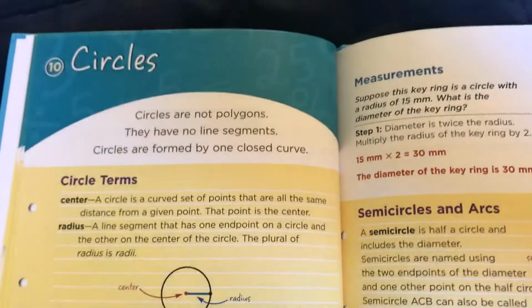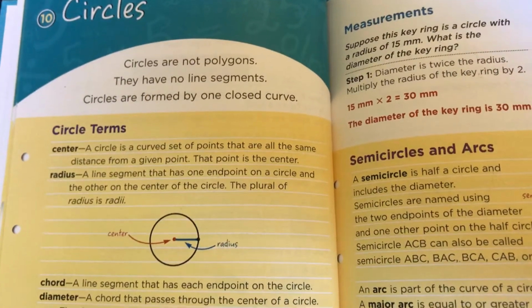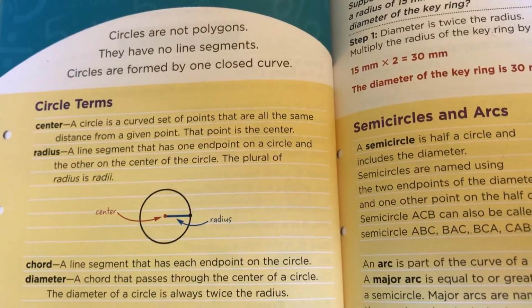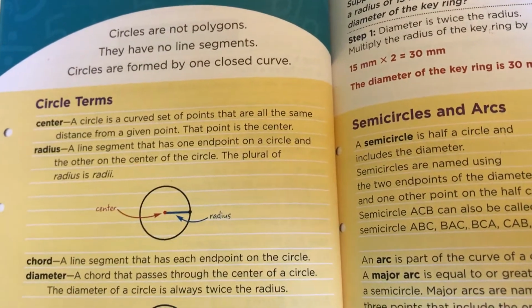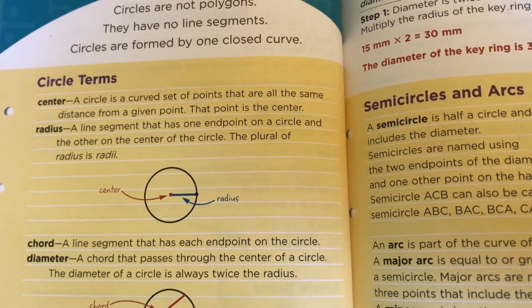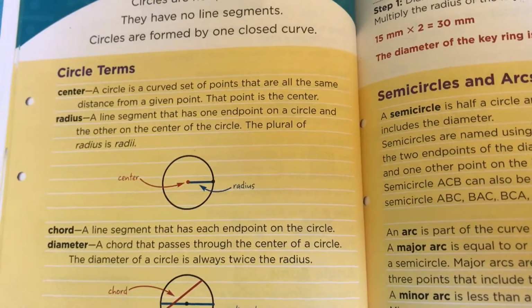Okay. 10. Circles. Circles are not polygons. They have no line segments. Circles are formed by one closed curve. Circle term. Center. A circle is a curved set of points that are all the same distance from a given point. That point is a center. A radius. A line segment that has one endpoint on the circle and the other on the center of the circle. The plural of radius is radii.